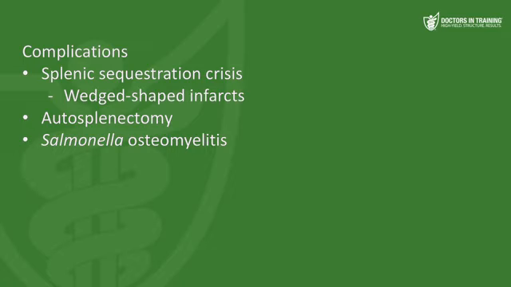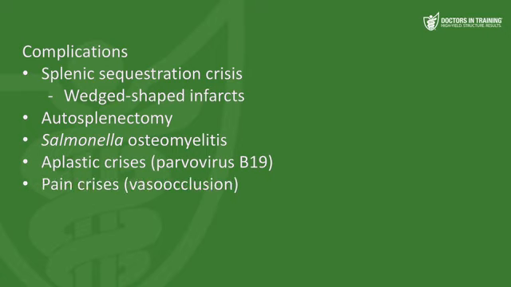Salmonella osteomyelitis is more common in sickle cell patients. That's a classic test question. A sickle cell patient comes in with osteo. What's the organism? Salmonella. They can get aplastic crises due to parvovirus B19 infection, just like we saw with hereditary spherocytosis. These patients can have pain crises, which are due to vaso-occlusion. So the cells are sickling in the tissues and the organs.